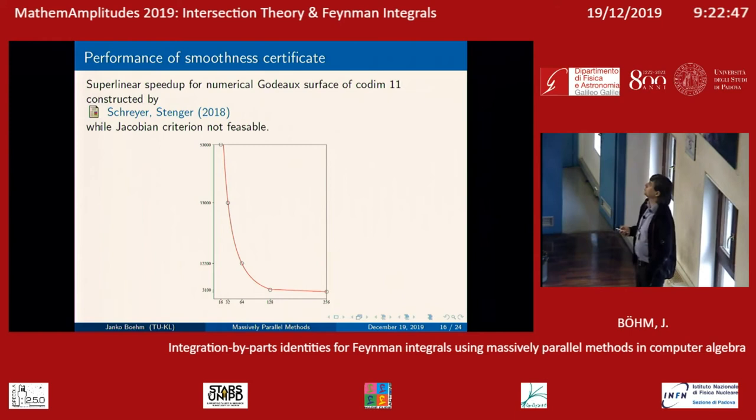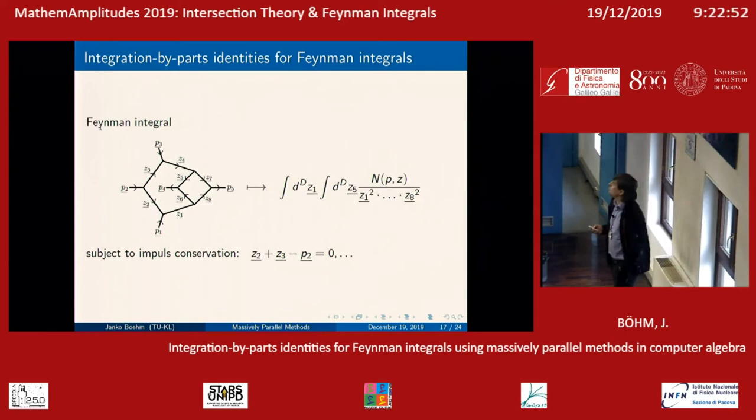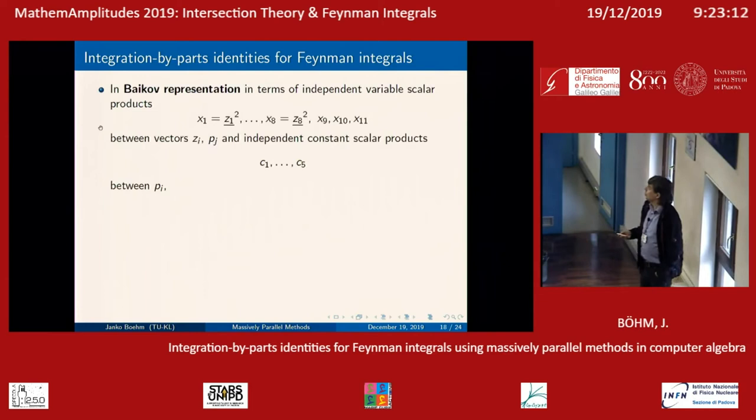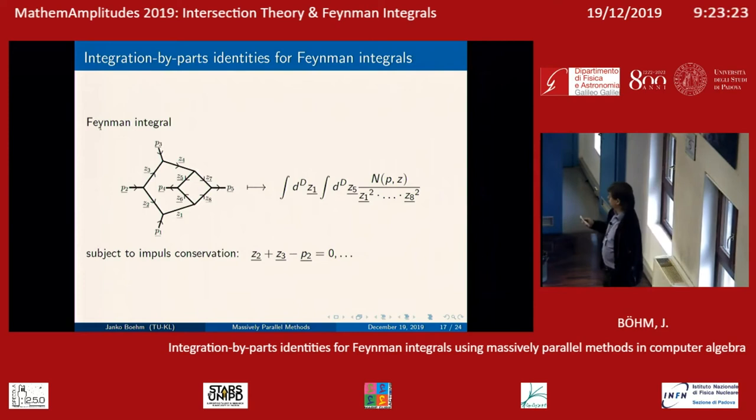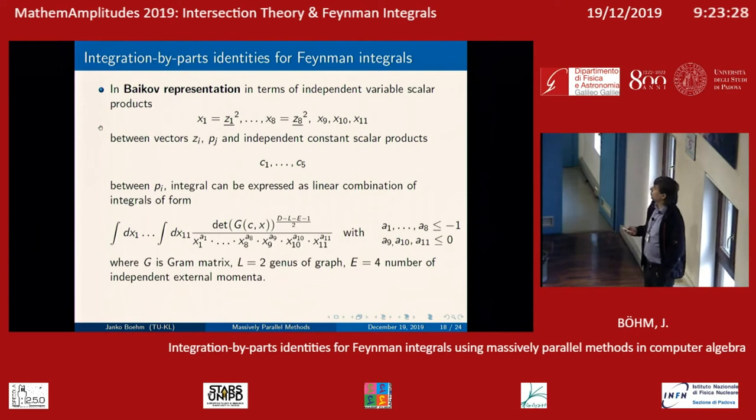So let me come to the integration by parts reduction. The setup we have seen now a couple of times. We have some Feynman diagram, we have some Feynman integral. The variables are connected through momentum conservation. We have some external variables, some internal variables. We go to the Baikov representation, and then we have a couple of external parameters for this graph here, it's 5, and then we have various integrations to do.